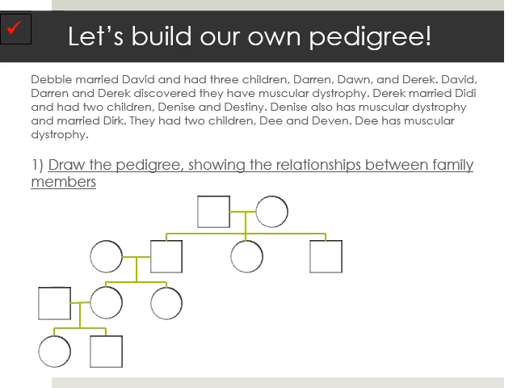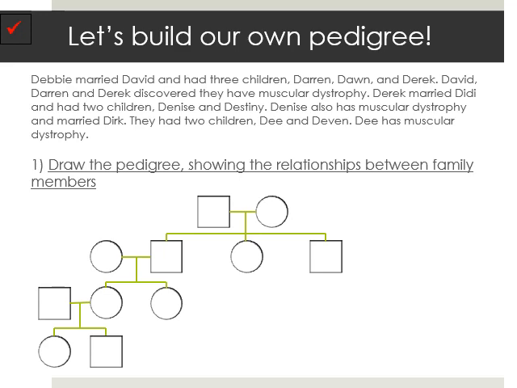Derek married Dee Dee and had 2 children, Denise and Destiny. Denise also has muscular dystrophy and married Dirk. They had 2 children, Dee and Devin. Dee also has muscular dystrophy.